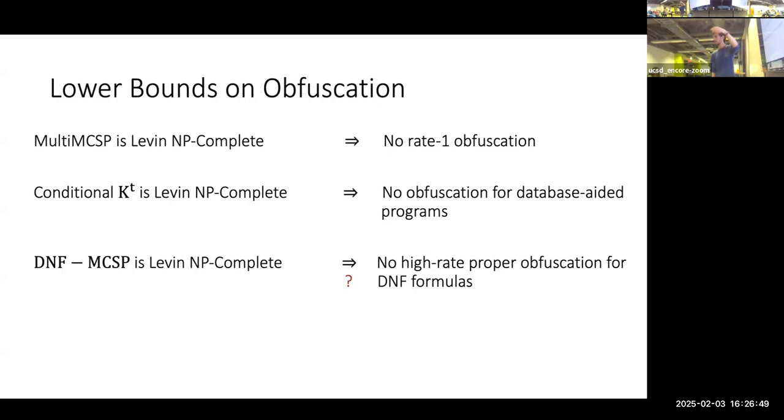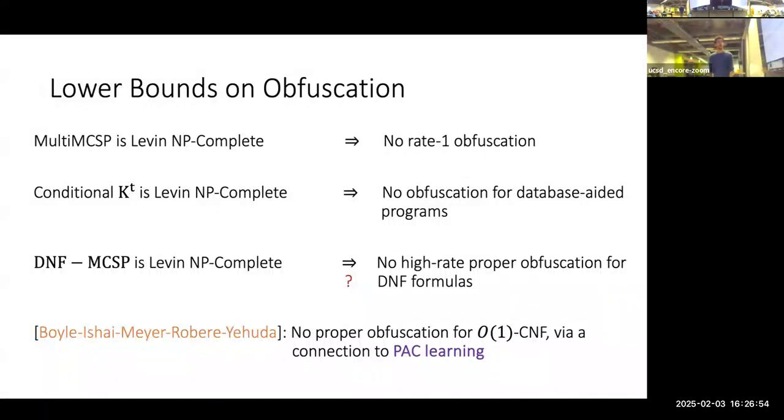The reason I mentioned it is because I wanted to say something related to learning. Boyle et al. have a work showing that there is no proper obfuscation for CNF or DNF formulas with constant degree. The way they prove it is with a connection to learnability of DNF formulas. So maybe there is an interesting connection here between these two results. So the last hand side is correct, so it was a Levin reduction? I'm not sure that there is a Levin reduction. I'm not sure what the parameters are.